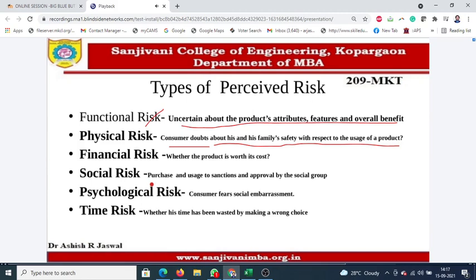Similarly, financial risk is also a perceived risk. What is this financial risk? This is a risk which is perceived when the consumer doubts whether the product is worth its cost or not. In other words, the consumer is going to assess the benefit versus the cost of the product.